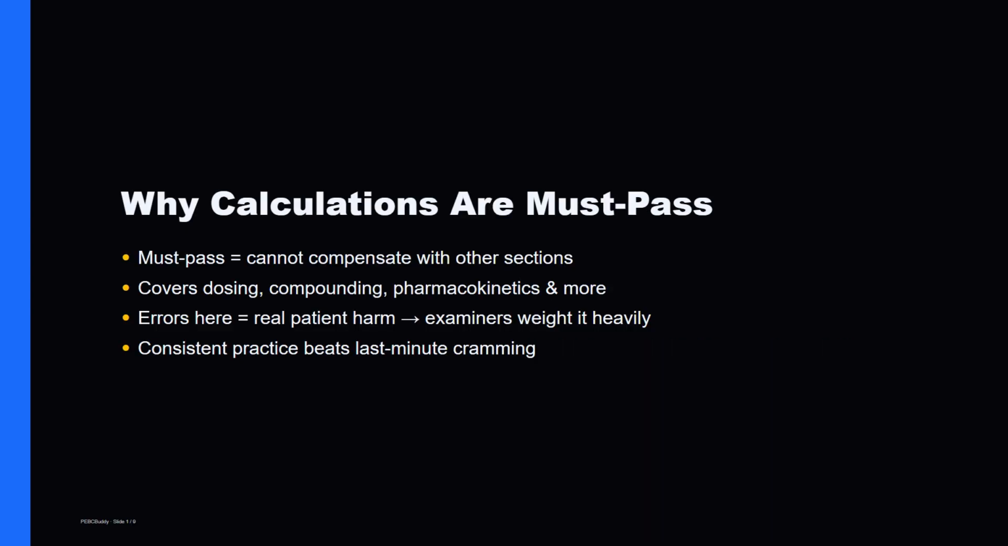Let's start with the why. Under the current blueprint, certain competency areas are designated must pass, and calculations is one of them. That means if your performance in this area falls below the standard, you can fail the exam regardless of how well you did elsewhere. It's not there to punish you, it reflects real practice. A dosing error in pharmacy can be life-threatening, so the exam holds you to a higher bar here.